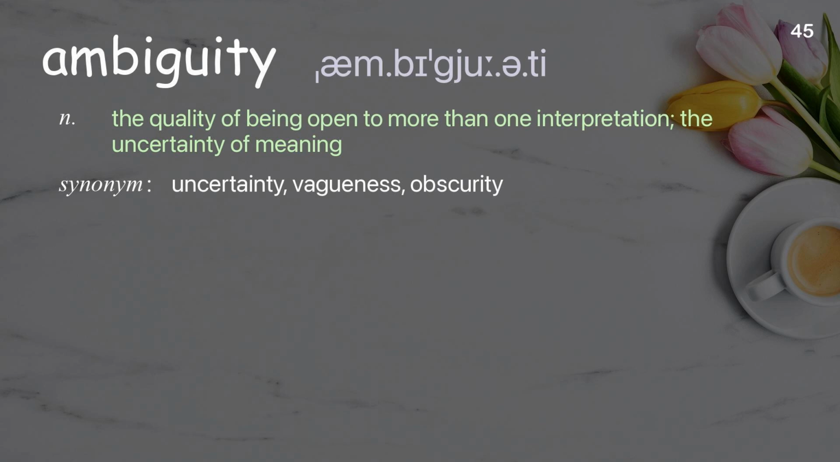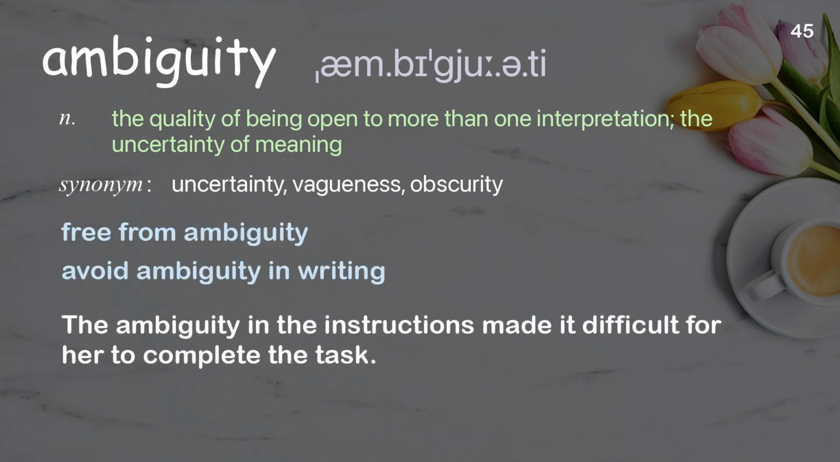Ambiguity: The quality of being open to more than one interpretation; the uncertainty of meaning. Examples: Free from ambiguity. Avoid ambiguity in writing. The ambiguity in the instructions made it difficult for her to complete the task.